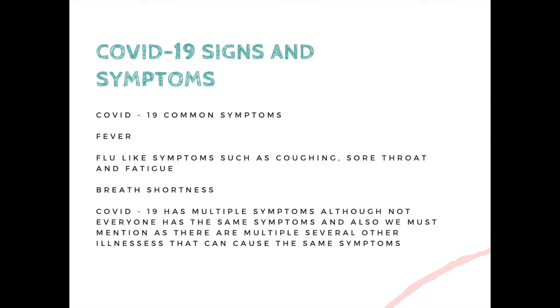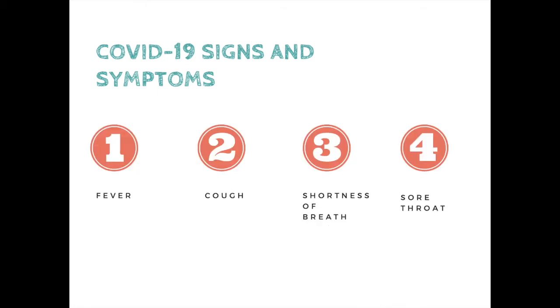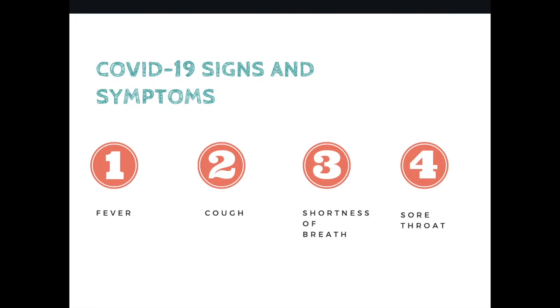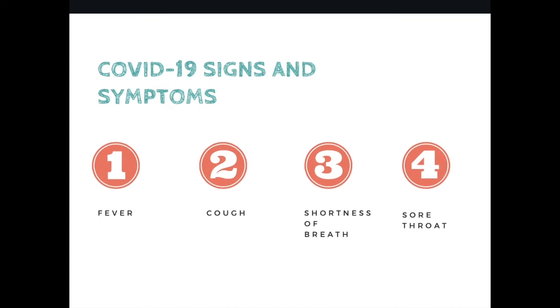Although not everyone has the same symptoms, we must always be aware that the mentioned symptoms can also be caused by other illnesses as well. So be sure to check with your medical advisor. Some symptoms of COVID-19, which are the main symptoms, are in 4 categories. 1, fever. 2, cough. 3, shortness of breath. 4, sore throat. When we're talking about the signs and symptoms, these are the 4 main categories. Let's go on to the next part.